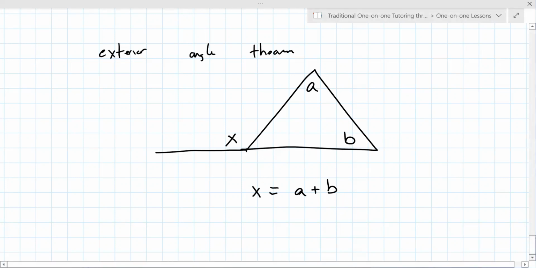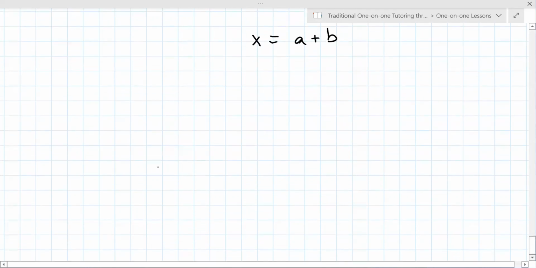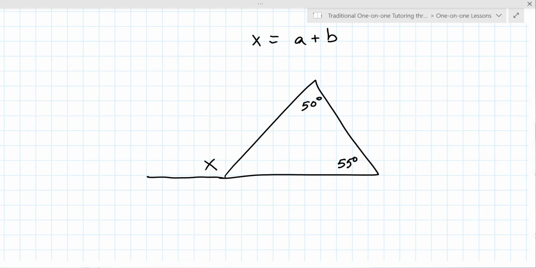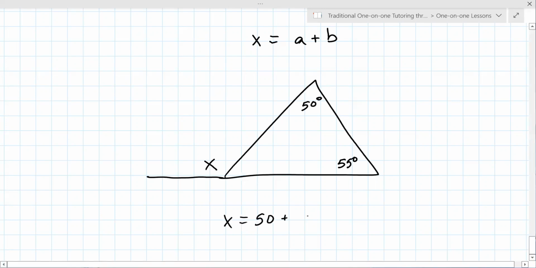Okay, so let me give you an example here. Here's your triangle. This is 50 degrees. This is 55 degrees. This is angle X. What does X equal? X equals 50 plus 55.